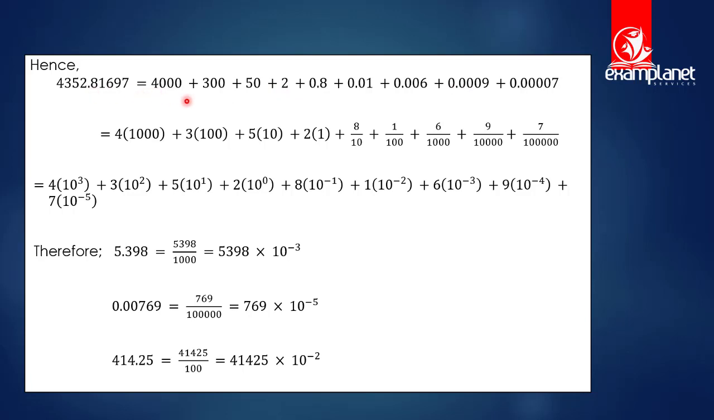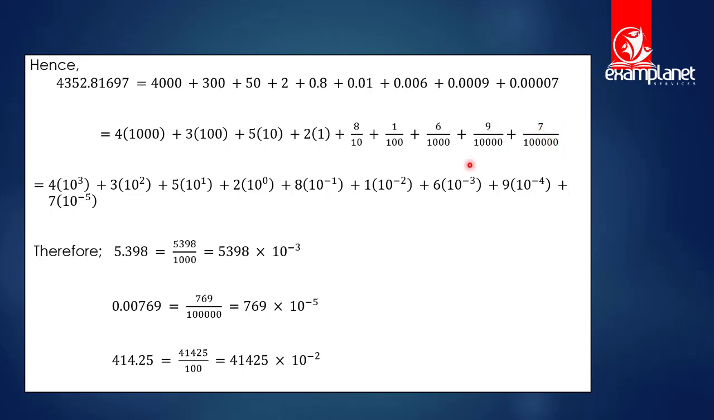Now my 4,000 can be written as 4 times 1,000, which is why it is the thousands digit. My 300 can be written as 3 times 100, the hundreds digit. My 50 can be written as 5 times 10, the tens digit. And my 2 can be written as 2 times 1, which is why it is called the ones digit or unit. Then 0.8 can be written as 8 over 10, and that's what I mean by tenth: 8 tenths. That's why it's called the tenth digit. 0.01 is 1 over 100, which is called the hundredth digit. So when you have it as a fraction like this, you have it as hundredth. 0.006 is 6 over 1,000, 0.0009 is 9 over 10,000, and 0.00007 is 7 over 100,000.